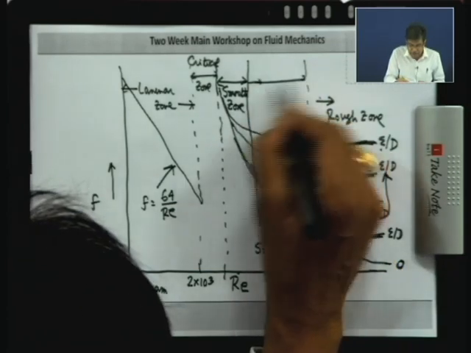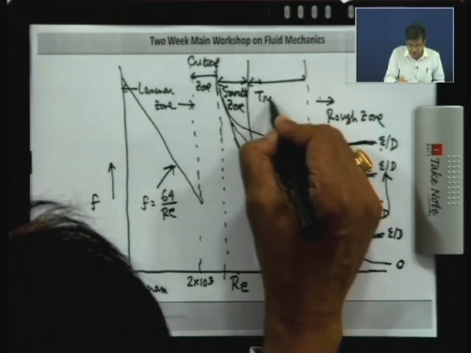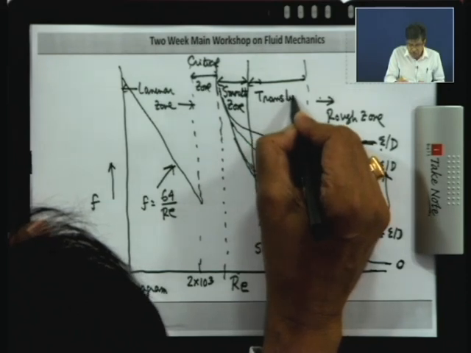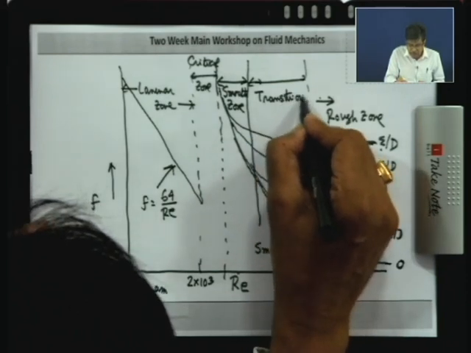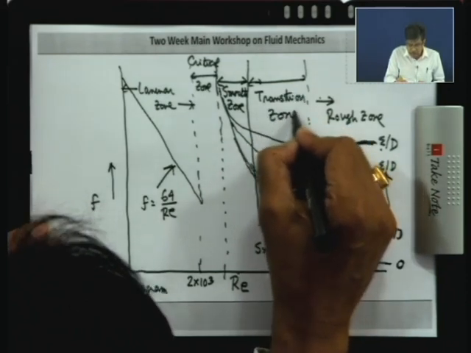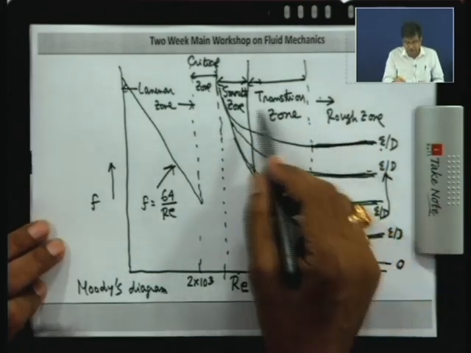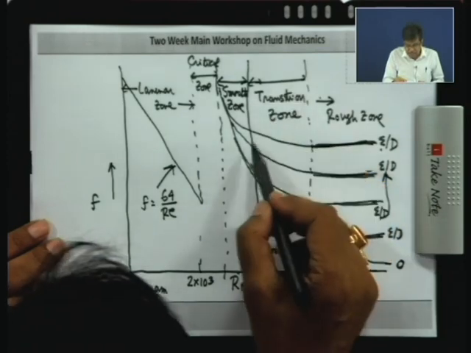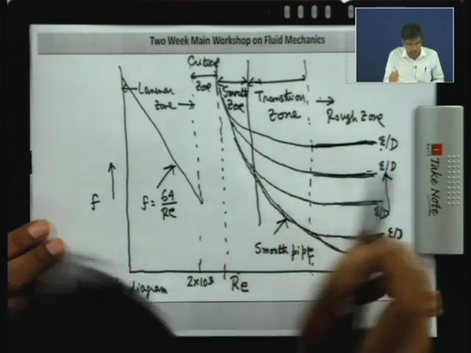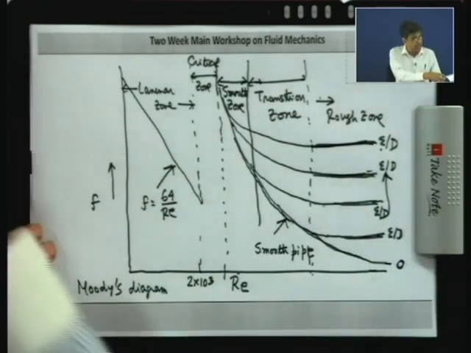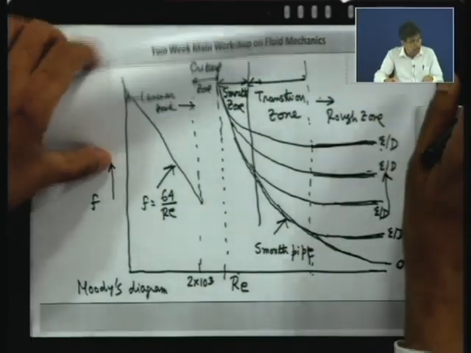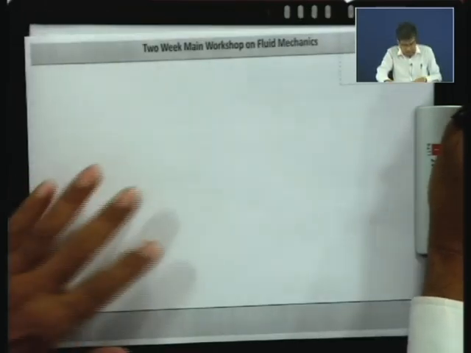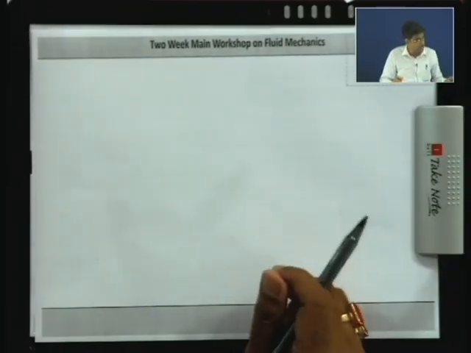And this zone is known as the transition zone, transition from smooth to rough. My handwriting is not good, but I am telling you everything verbally so that you can understand. That means transition from smooth zone to rough zone. Now you can see it in a figure. You see the figure uploaded.